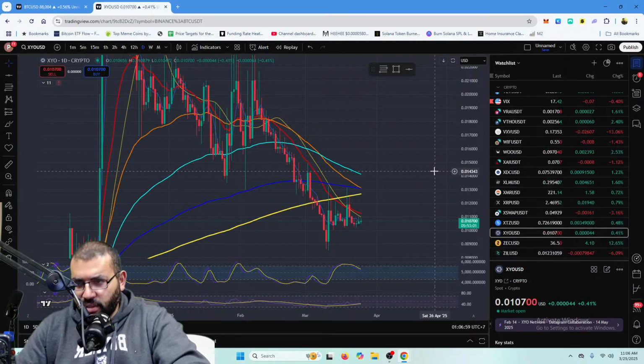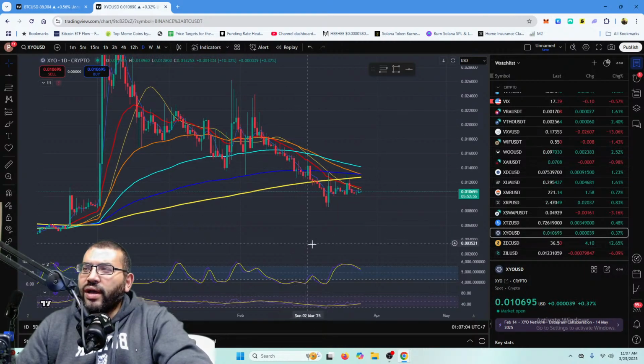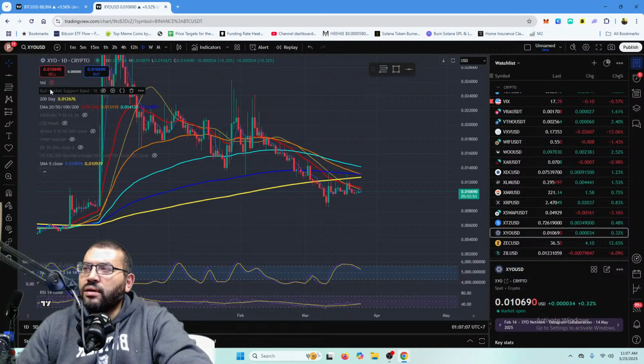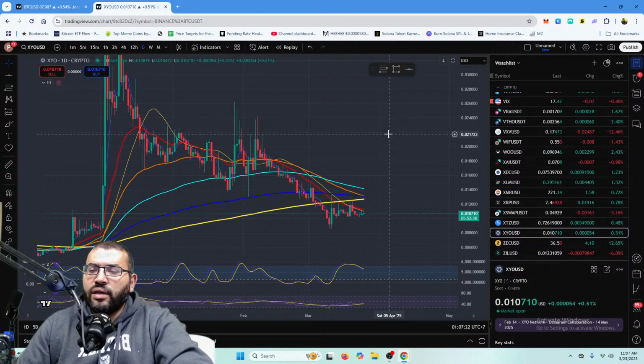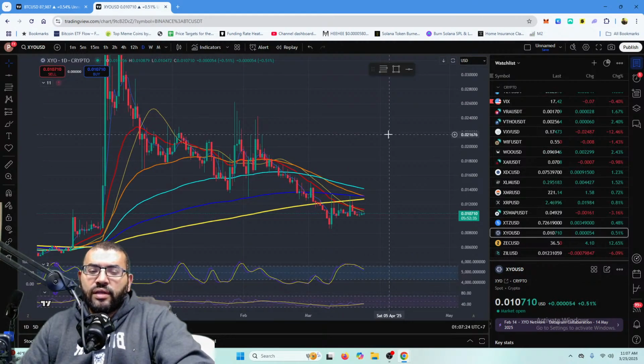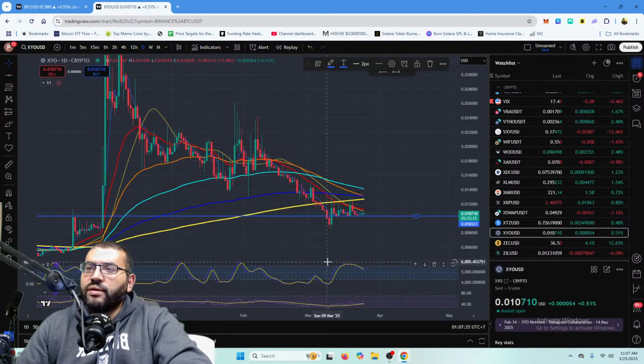All right, XYO. I don't know why I can't see volume here. What's up with that? No volume data, huh? Maybe that's just for the exchange. I would not say Bitcoin dominance is in a downtrend, but it's looking good. It's in an ascending wedge, and ascending wedges break to the downside very often.